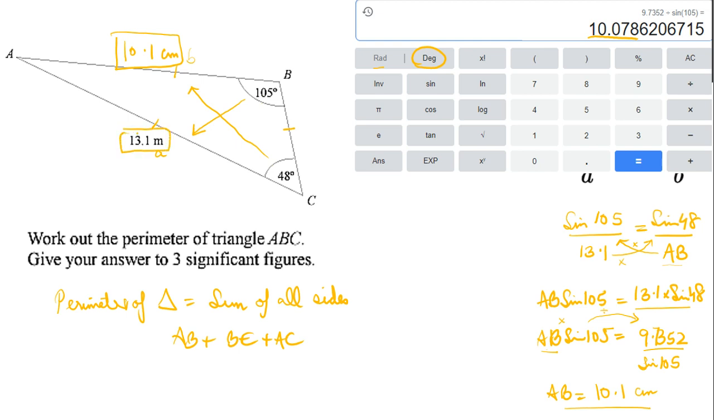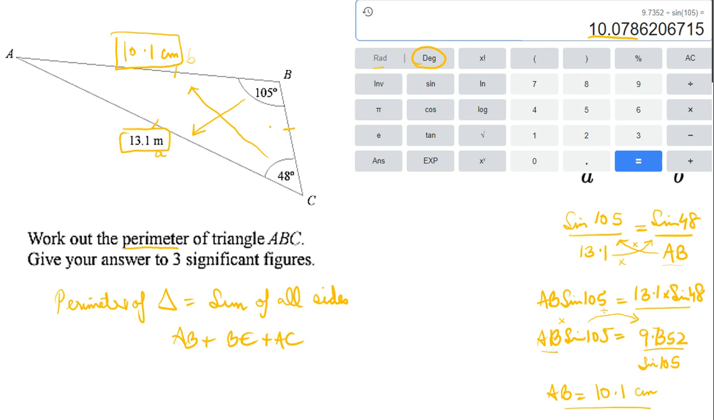This is the length I already have for AC. And now I need my BC. Coming back to the original question, which says perimeter of the triangle, and perimeter is AB plus BC plus AC, for that I now need my BC.